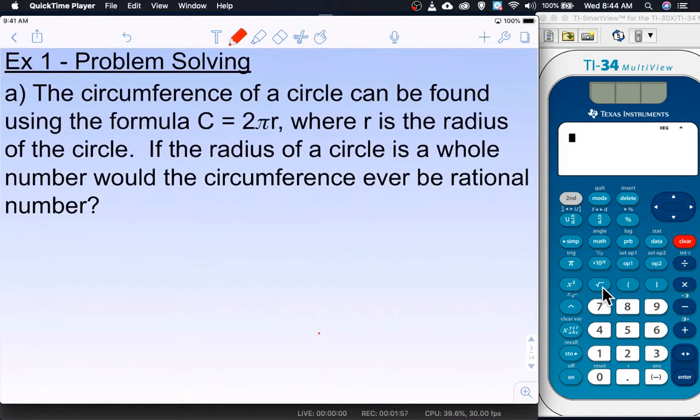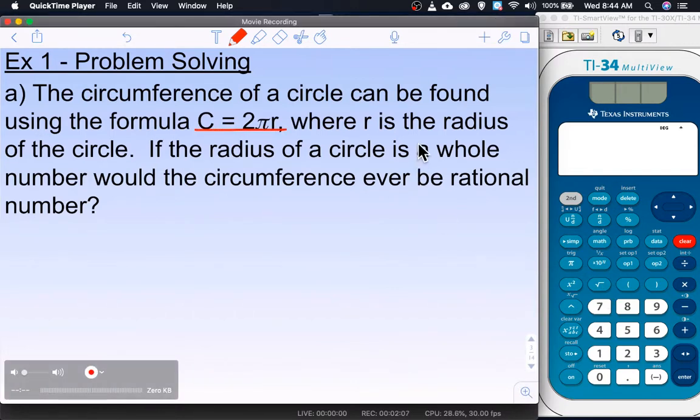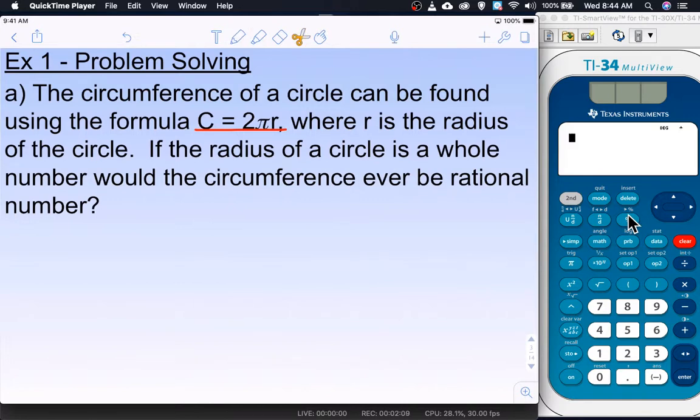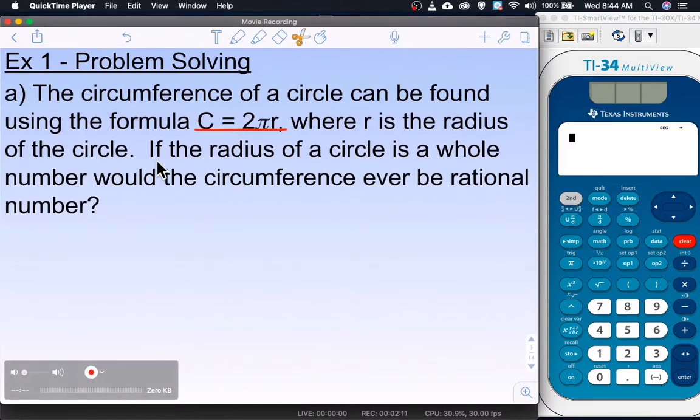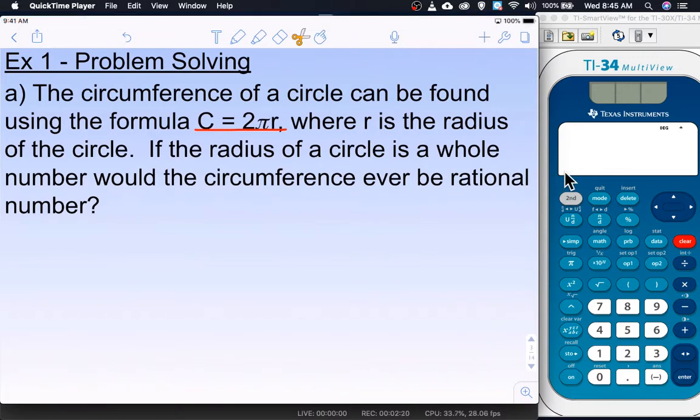Example 1. It says here that the circumference of a circle can be found using the formula C equals 2 pi r. Sounds important. Where r is the radius of the circle. If the radius of a circle is a whole number, would the circumference ever be a rational number?